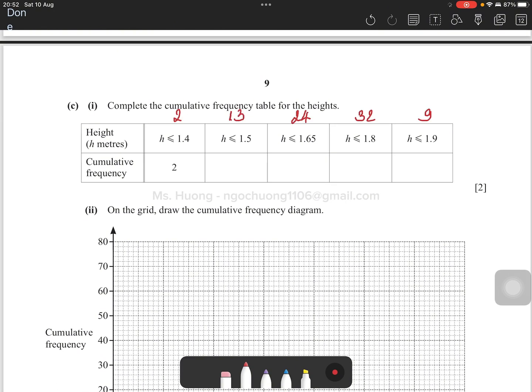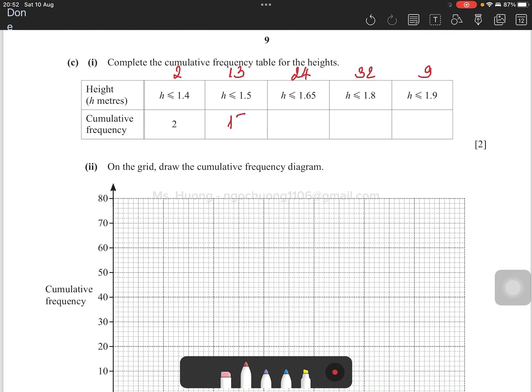2 plus 13 is 15. 13 plus 24 is 39. 39 plus 32 is 71. 71 plus 9 is 80. Remember there are 80 children, so your final answer must be 80. If it's not 80, then you need to check the other values.